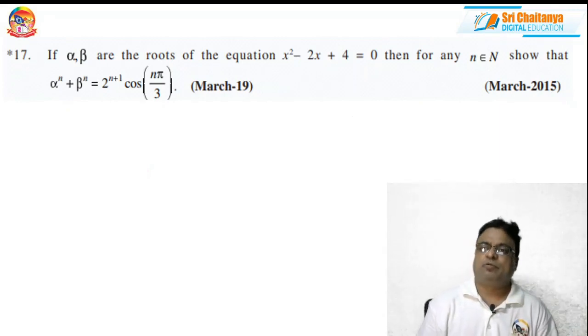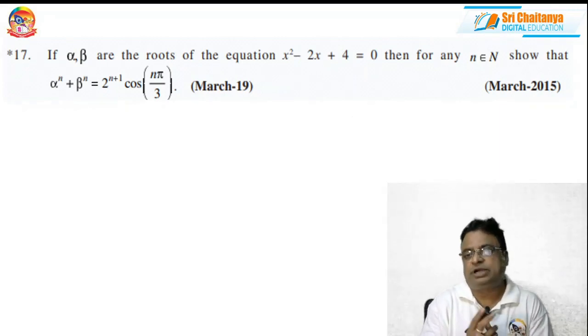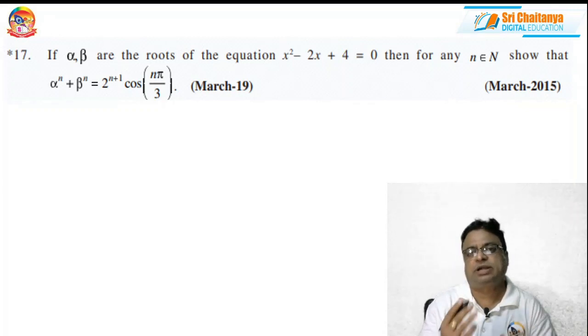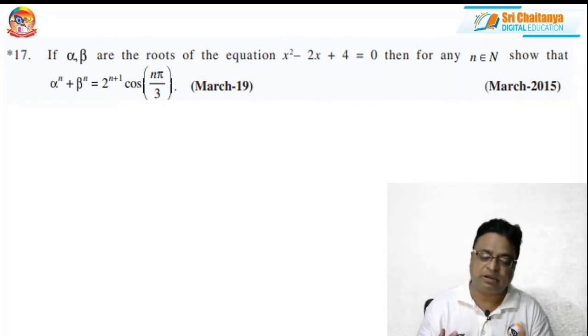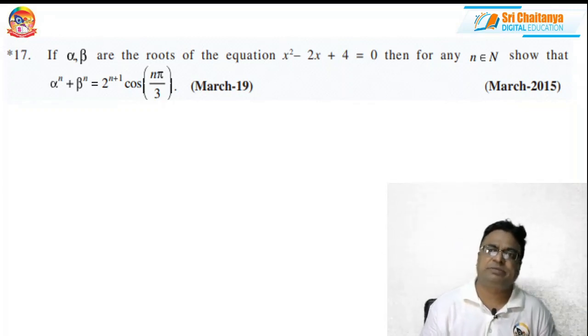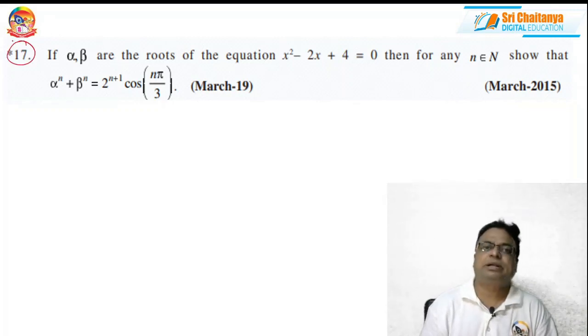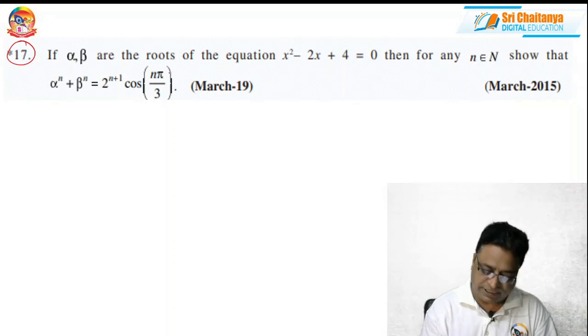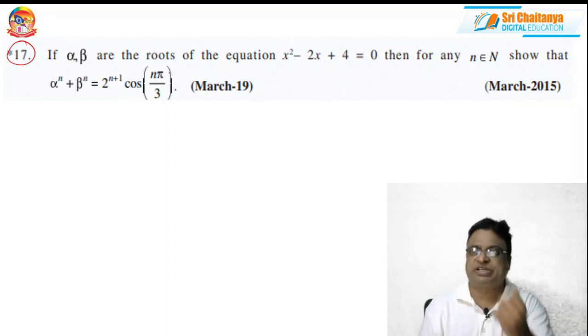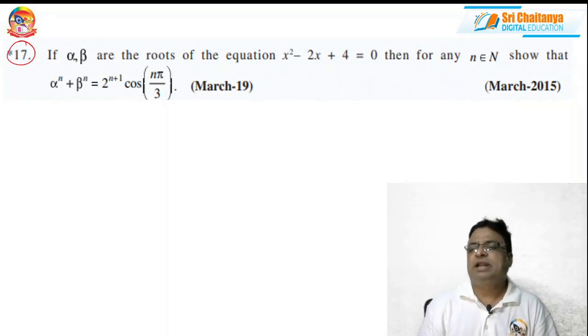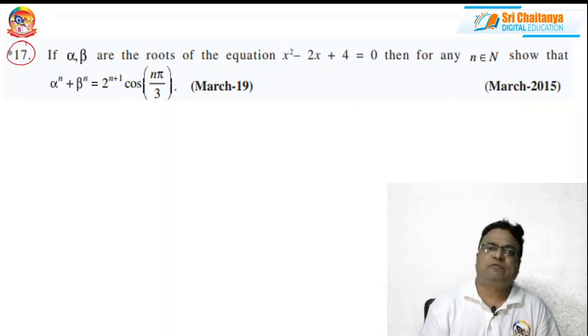Read the question properly. This kind of link-oriented questions, that means linked with quadratic equations and expressions, we may expect in competitive examinations. So read the question properly. Again, it is also very, very important. Let alpha, beta be the roots of the quadratic equation, the roots are given for you. Then for any n belonging to N, show that alpha power n plus beta power n is equal to something.